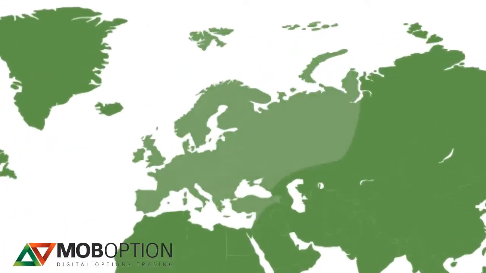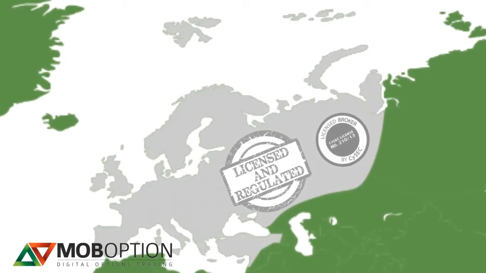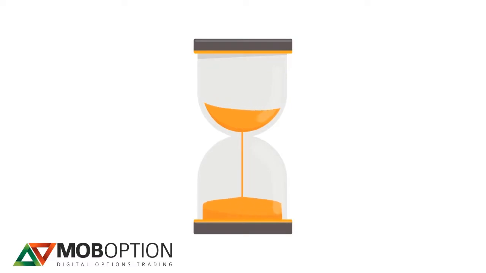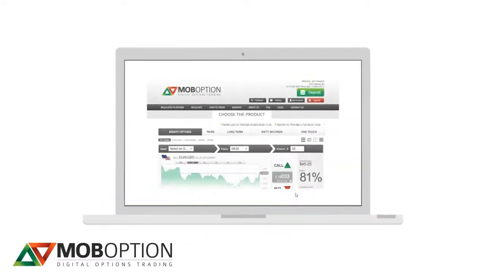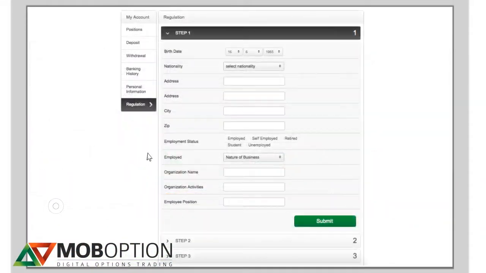For your security and to comply with our obligations as an EU licensed and regulated trading company, all client accounts must be verified. Verification is a simple three-step process that takes just a couple of minutes. Once you're logged in, navigate to My Account and hit the Regulation tab to display the three steps.